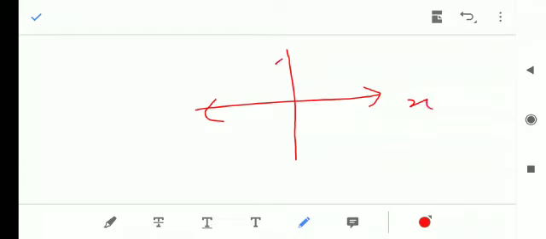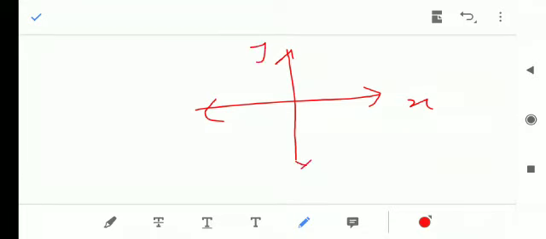A few more things I would like to just revise from the class 11th concepts. We know that in the case of quadrants, suppose this is the x-axis and this is the y-axis.